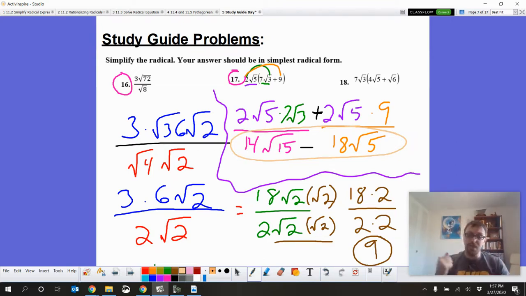We could check 15 for perfect square factors. I'm going to keep the video short and say that there are none. If you don't believe me, please check yourself. It's a good thing to check. 5 also doesn't have any perfect square factors. The only perfect square that's smaller than 5 is 4. 5 divided by 4 doesn't work out very well.